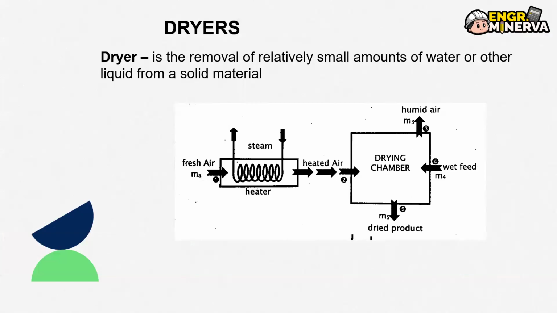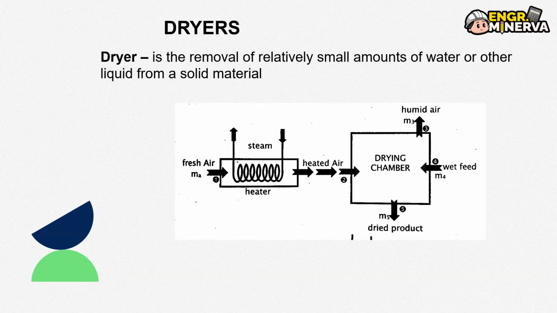So a dryer, when you say dryer or drying process, is the removal of relatively small amounts of water or other liquid from a solid material. The purpose of the dryer is to remove moisture or small amounts of water, especially in our crops, no, or agricultural products.